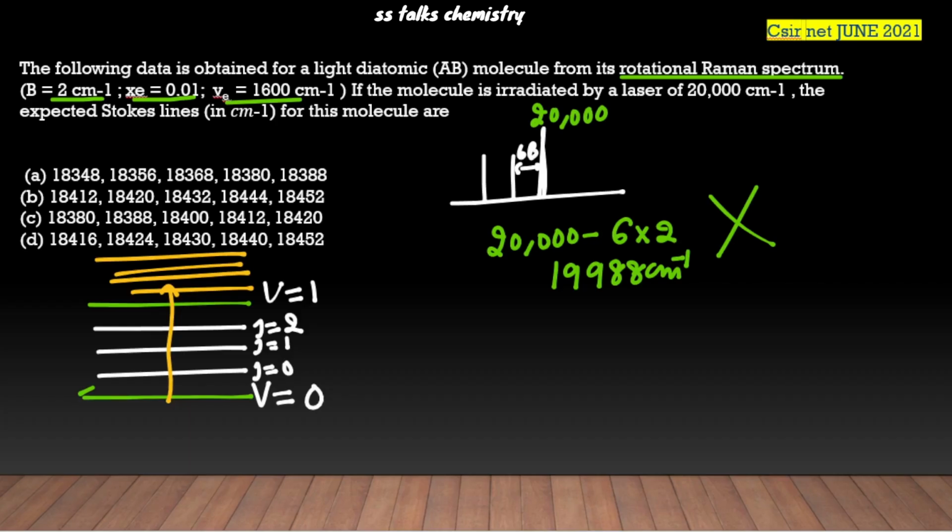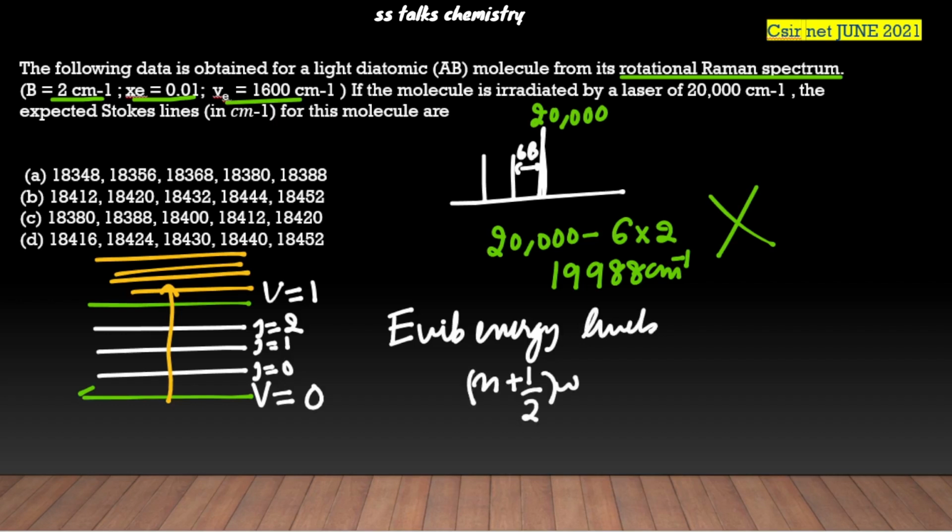So for the vibrational energy levels, the energy is (n plus half) times omega e, minus (n plus half) squared times omega e times xe. This is the value that we have.